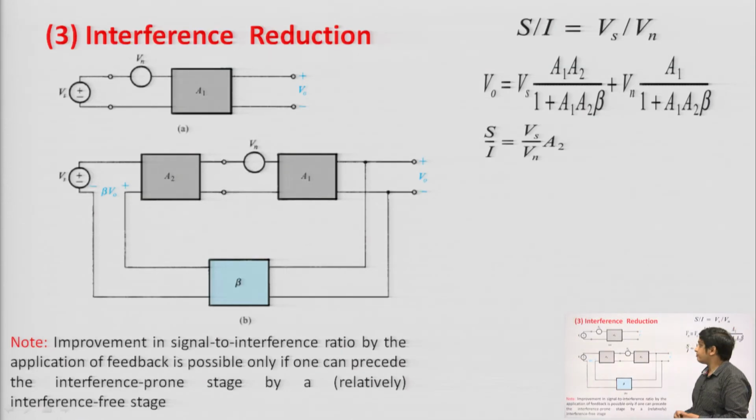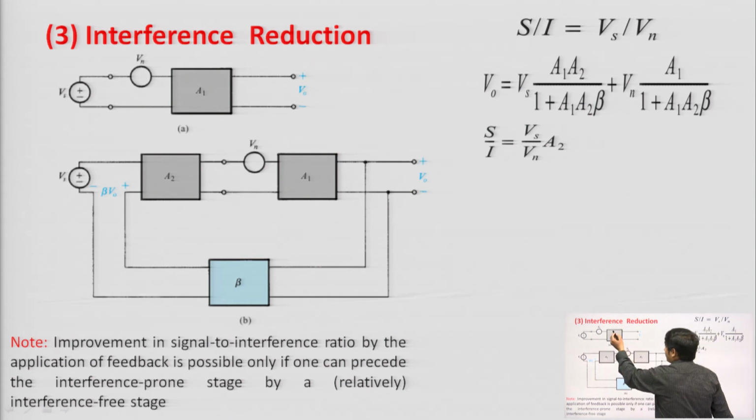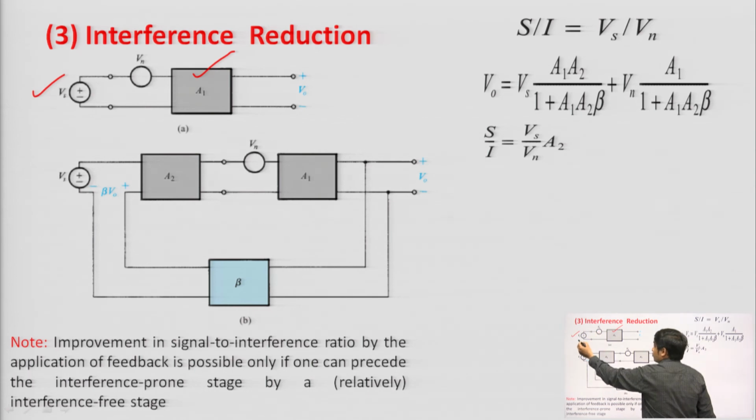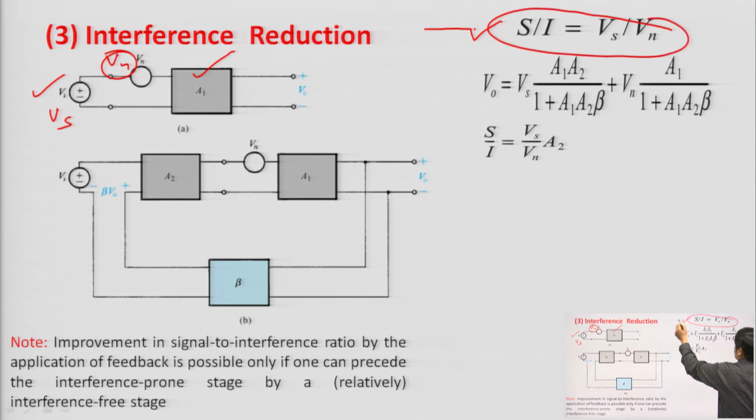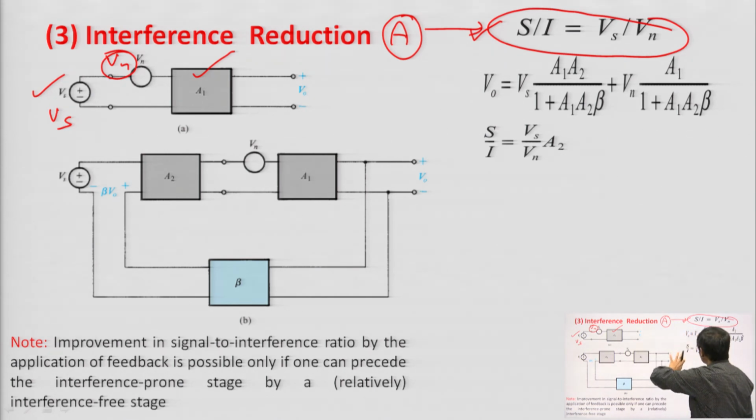Next property is interference reduction. Negative feedback can reduce the noise and the interference. We can understand it. Suppose that we have this amplifier whose gain is A1 and we have applied the input signal Vs here, and some noise, some interference is added, that is Vn. Now, what is the signal to interference ratio? It will be Vs upon Vn. Suppose I say this is equation A. This equation A represents the S by I ratio, signal to interference ratio, for the amplifier without feedback.